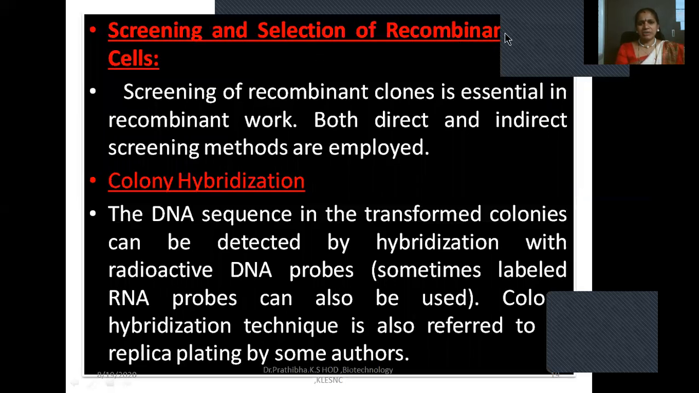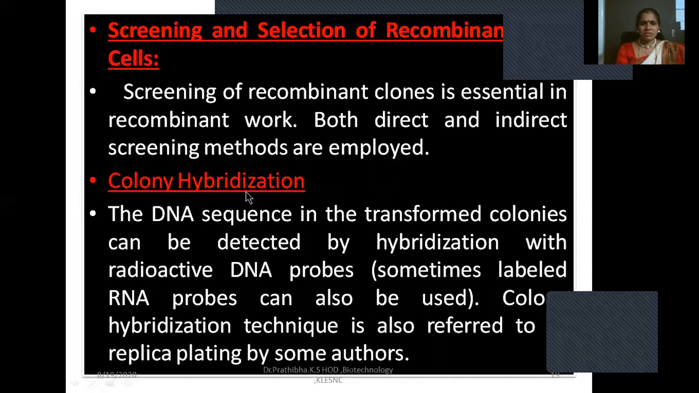Screening and selection of recombinant host cells. Screening of recombinant clones is essential in recombinant work. Both direct and indirect screening methods are employed. There are several direct and indirect methods. For your syllabus, whatever is required, those methodologies I am covering here.